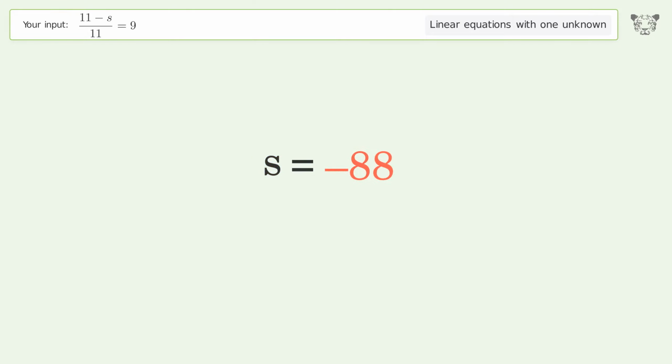And so the final result is s equals -88.